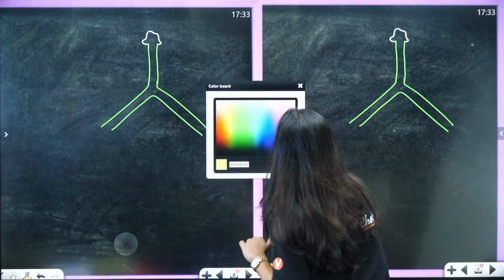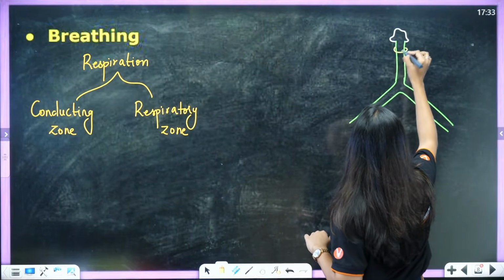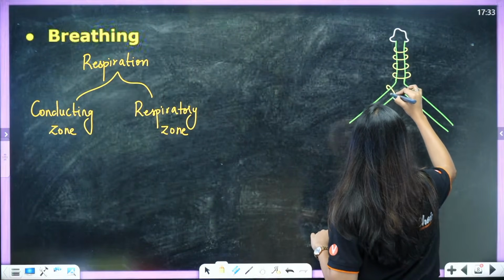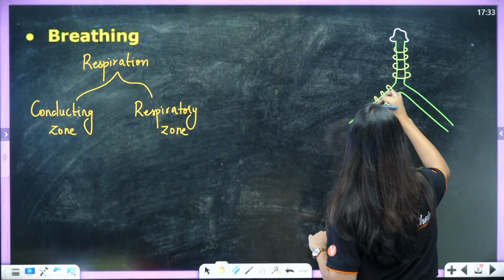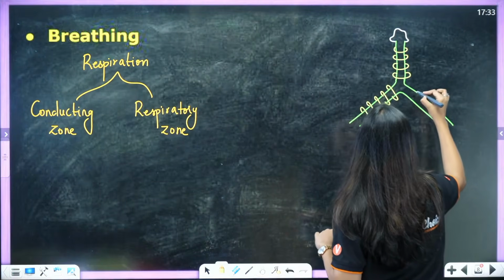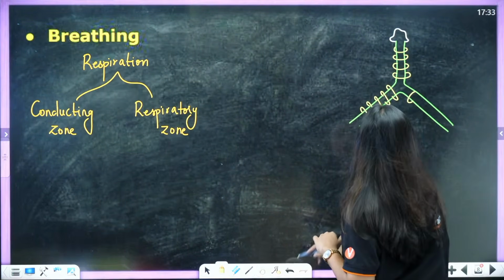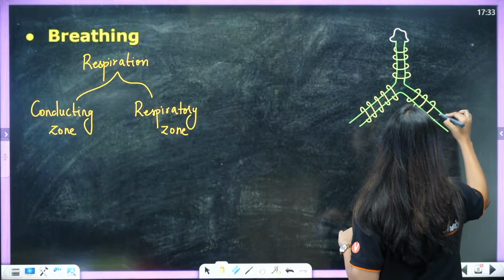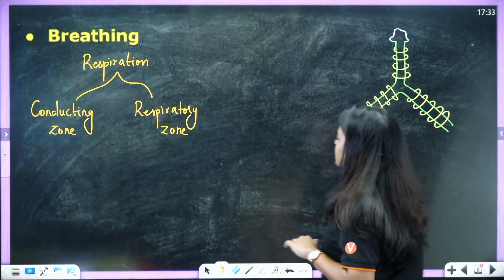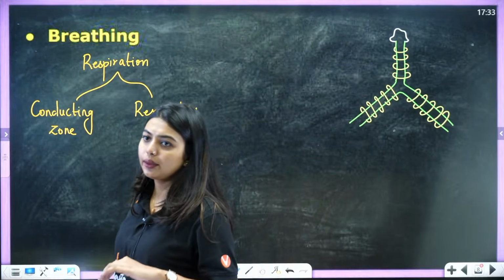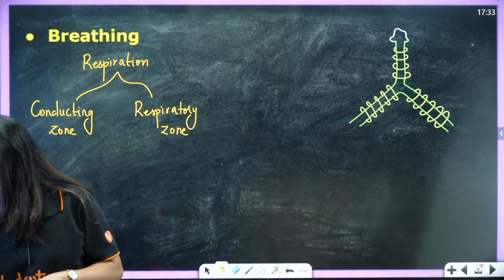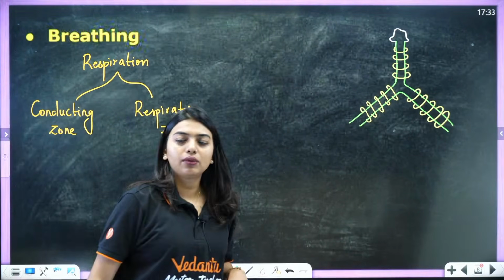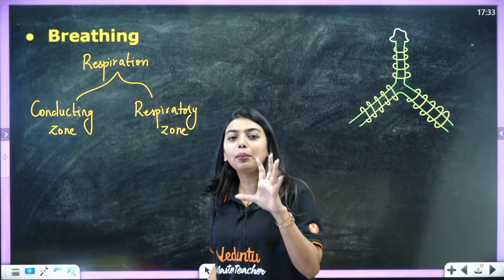On the trachea, there are C-shaped, incomplete C-shaped cartilage. All of you know this? Why is it incomplete, students? Why is it not complete? Incomplete C. Is the voice audible? Yes. Why is it incomplete?